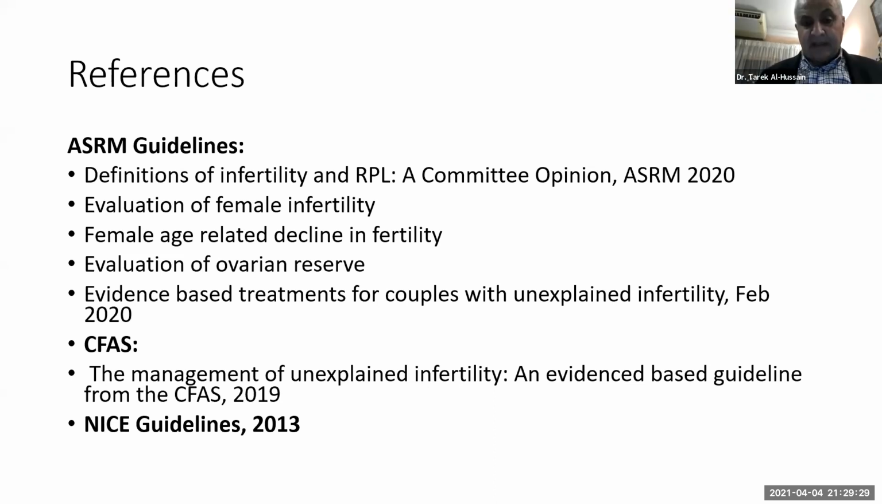Okay, my last question is, how many cycles of IUI would you recommend before embarking on doing IVF in women with unexplained infertility? 3 to 4 at most. 3 to 4. Yes. I'm sorry, the very, very last one.